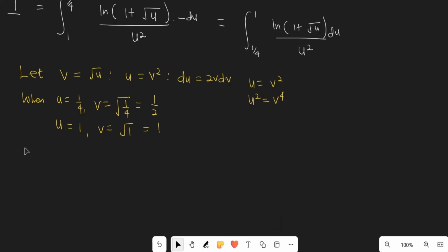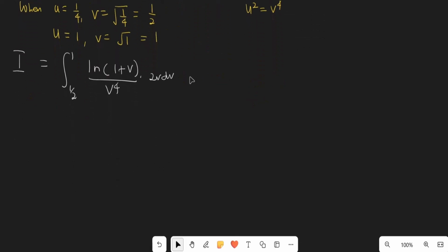And now the integral in the v world will look like this. Now you have the integral from 1/2 to 1, those are the limits of integration for v, of the ln of 1 plus v all over u raised to the power 2, which is the same as v raised to the power 4, times du, which is 2v dv. Alright, so this is equal to 2, a constant, which comes in front. The integral from 1/2 to 1 of the ln of 1 plus v, all this one divided by v, is going to cancel one of the v's at the bottom, leaving v to the power 3, and then dv.